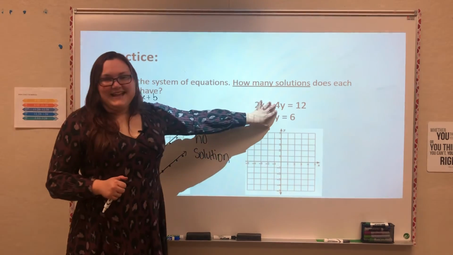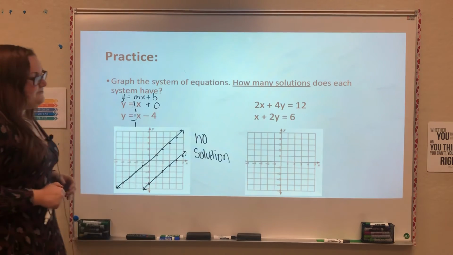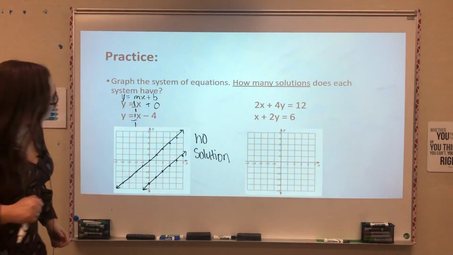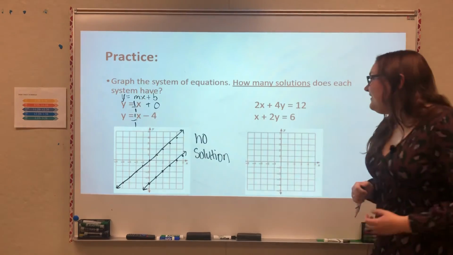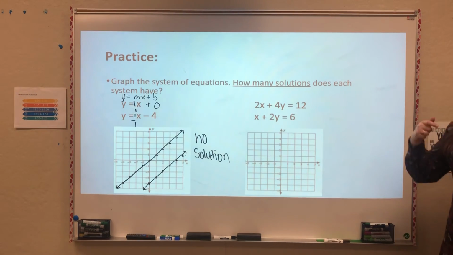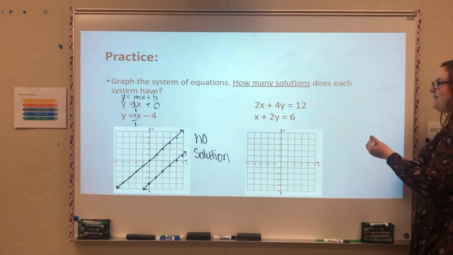What about this second one here? See if you can figure it out. Okay. For this second one here, in order to figure out what the graphs are going to look like, I have to change both of them into slope-intercept form.